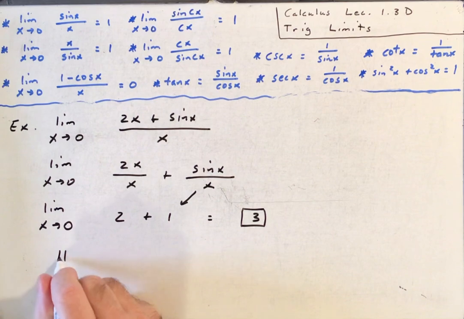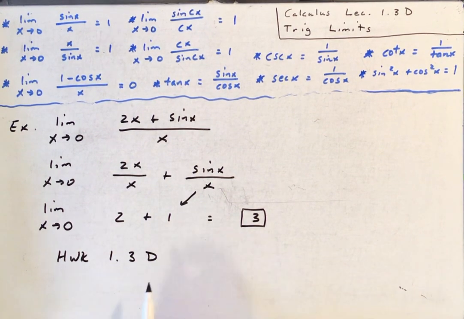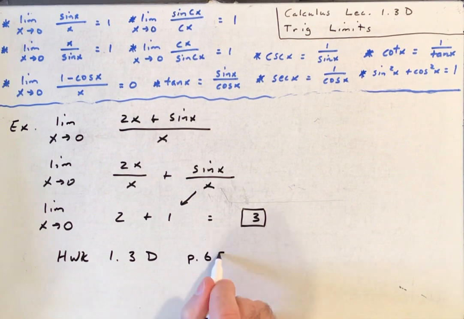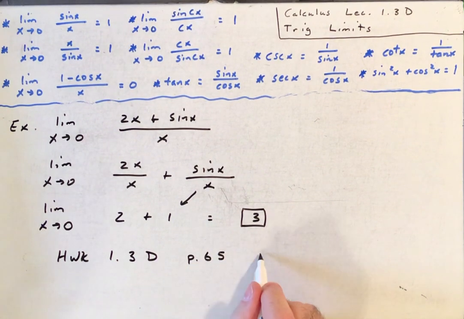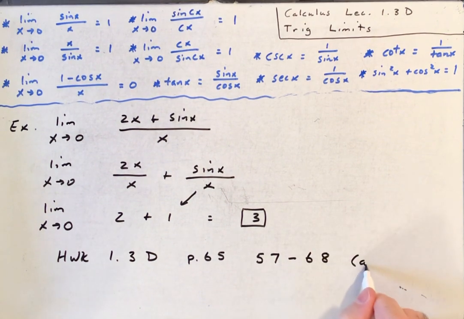Okay, the homework, we'll call this 1.3D. I think we actually have 5 separate homeworks for section 1.3. We're on page 65. And you want to do 57 through 68. You're going to do all of those. The odds are in the back of the book. You can check those. And then the evens, you can look at the answer on the solutions video. So that's all. That completes the trigonometric limit lecture. And I will talk to you next video.